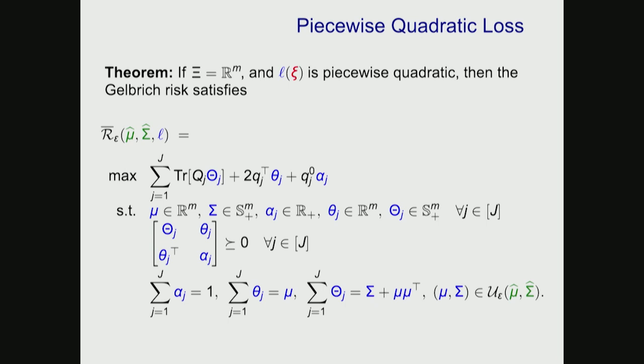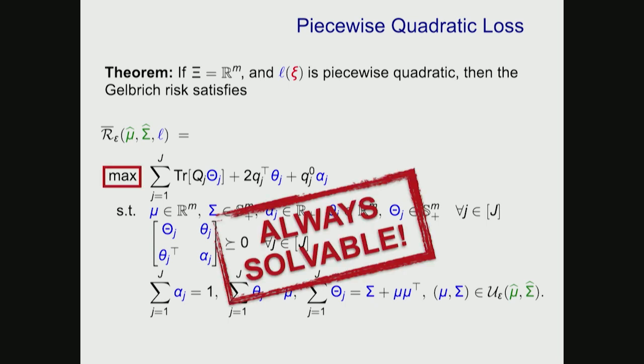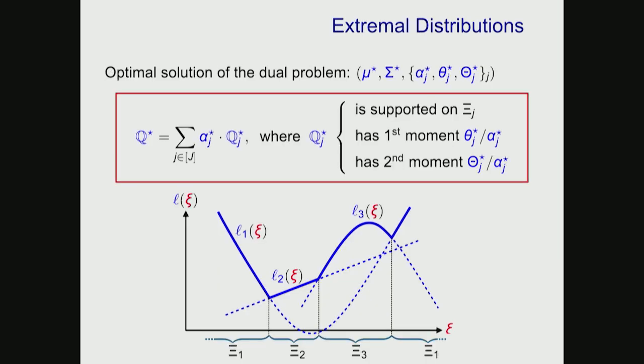As before, the primal problem can be used to reformulate the decision problem, so it can be merged with the outer minimization over the decision variables. And the maximization problem can be used to gain insights about the worst-case distribution. This maximization problem, again, is always solvable. So let's designate all optimal variables by stars. And one can now prove that the distribution that attains the Gelbrich risk, Q star, can be represented as a mixture.